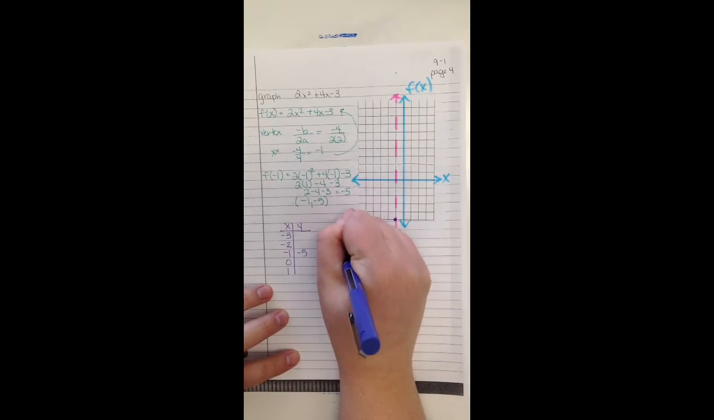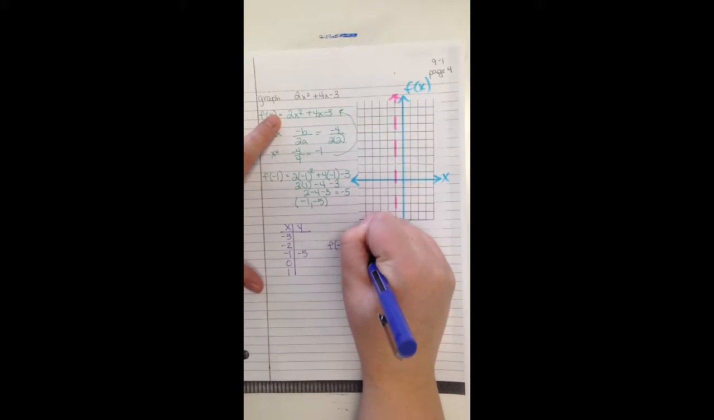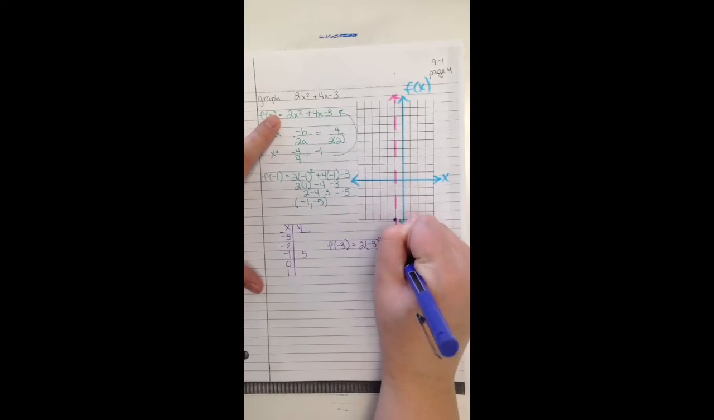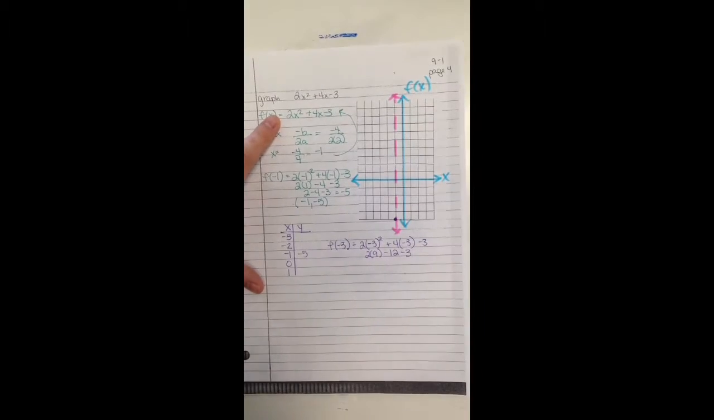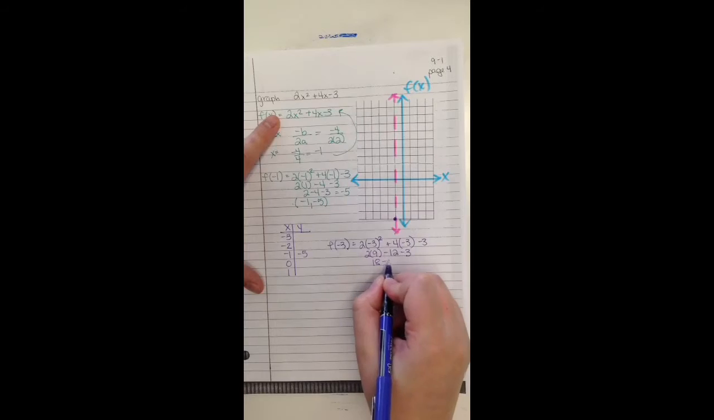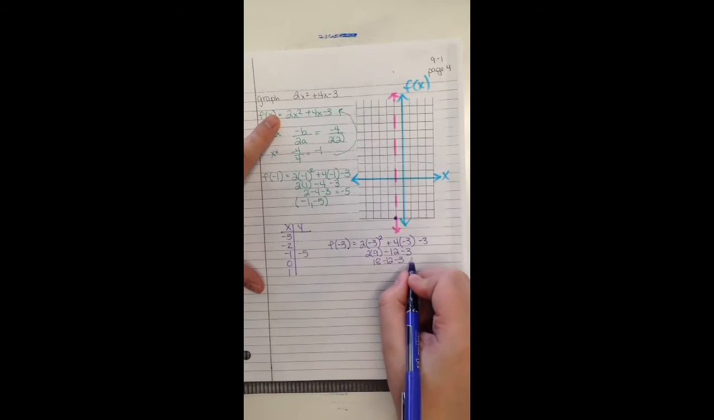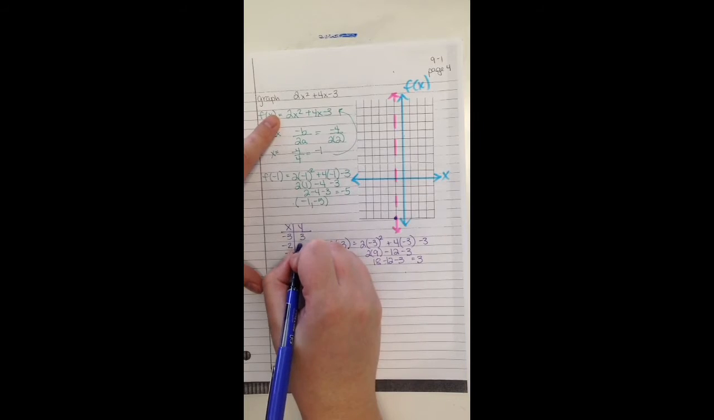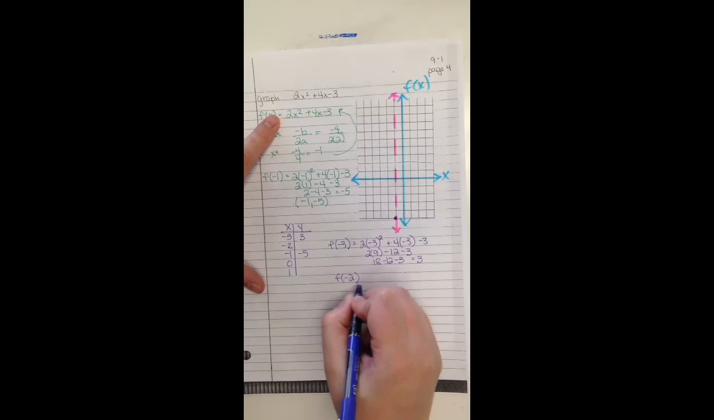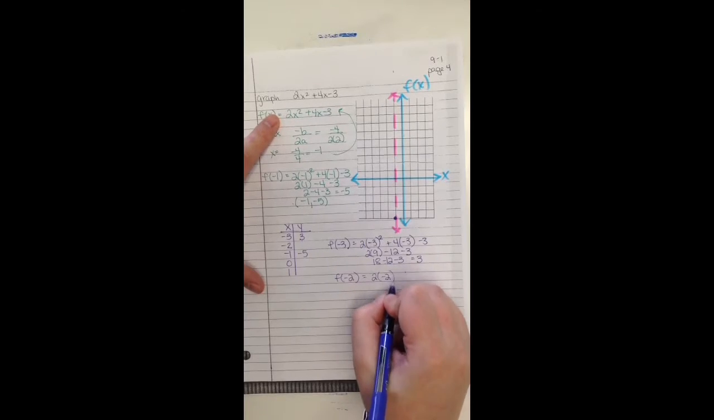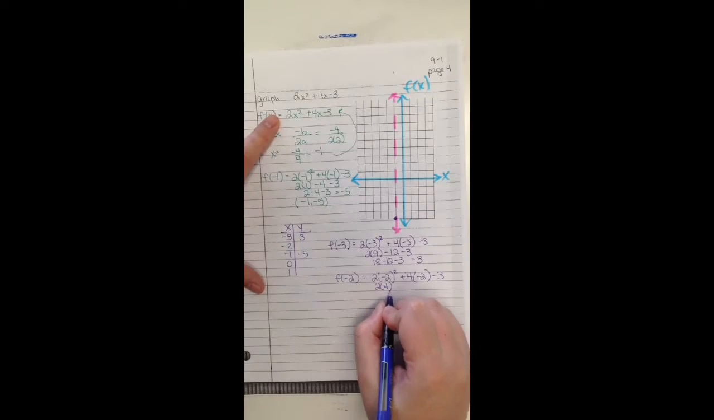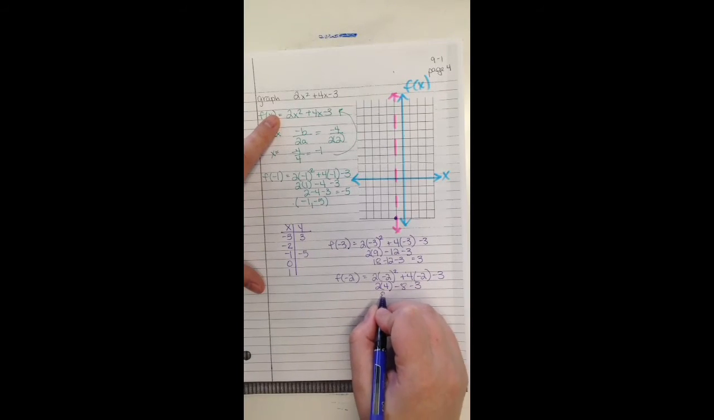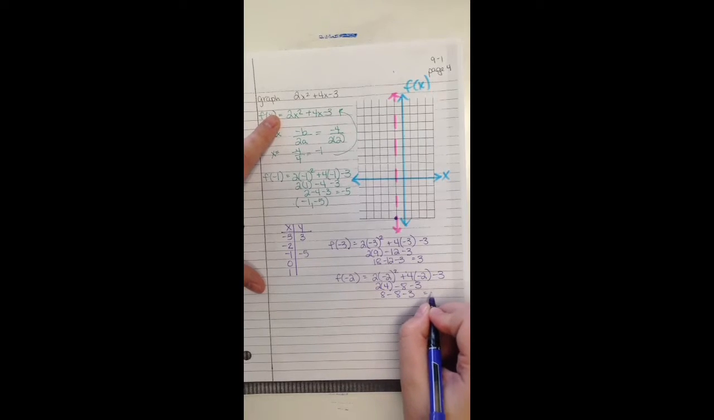Plug them in, so f of negative 3 gives me 2 times negative 3 squared plus 4 times negative 3 minus 3. So I get 2 times 9 minus 12 minus 3. 2 times 9 gives me 18, minus 12, minus 3 gives me 3. Okay, f of negative 2 gives me 2 times negative 2 squared, plus 4 times negative 2, minus 3. So I get 2 times positive 4, minus 8, minus 3. So I get 8 minus 3 gives me negative 3.